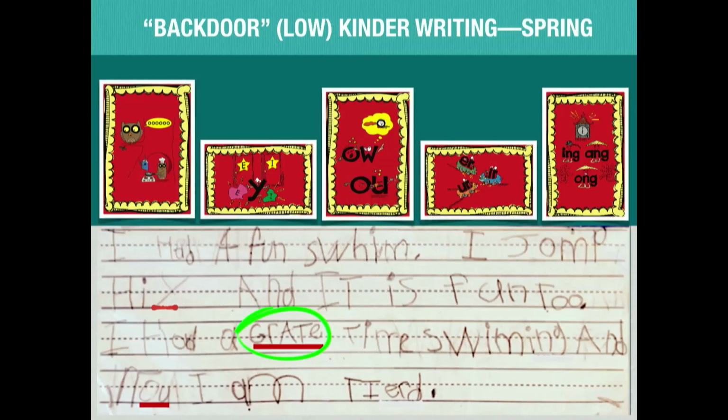He wrote, I had a fun swim. I jump high, H-I-Y. He apparently couldn't decide. He knew sight memory. He'd seen high, H-I, but he knew sneaky wise as ear-eye, so he thought, to be safe, I'm going to put both. That way I know I got it right. So he spelled high, H-I-Y.